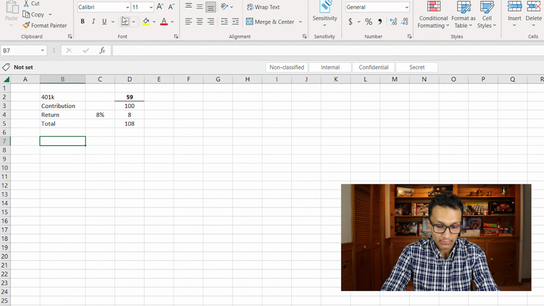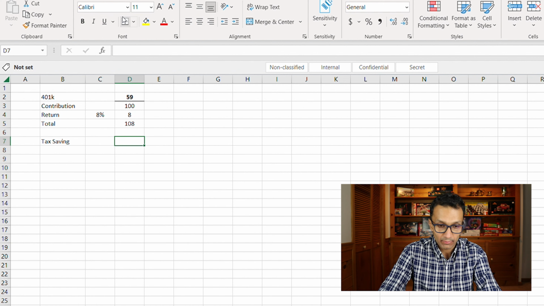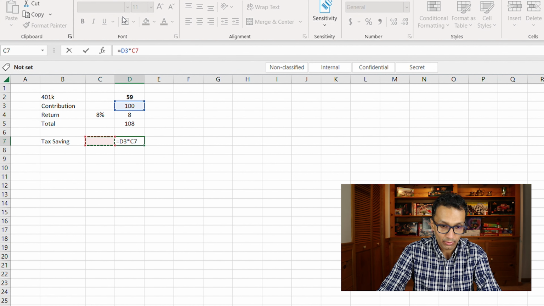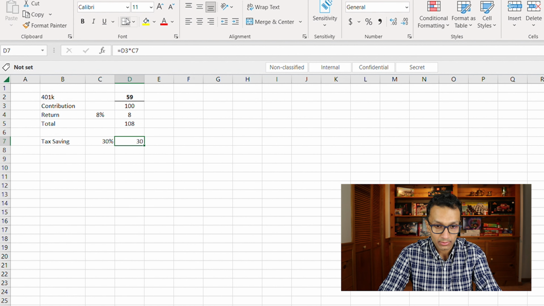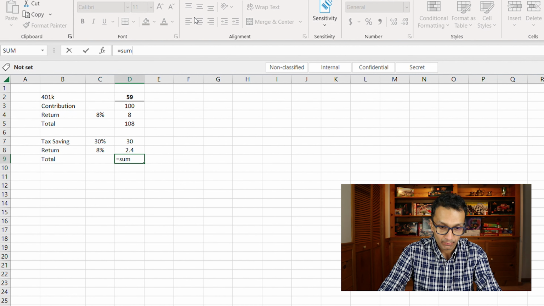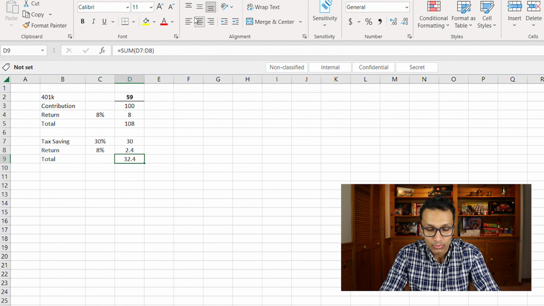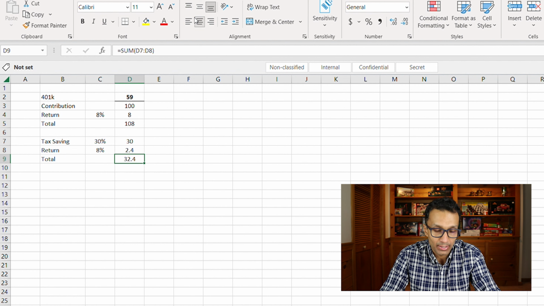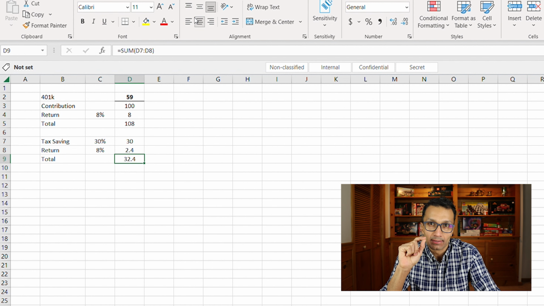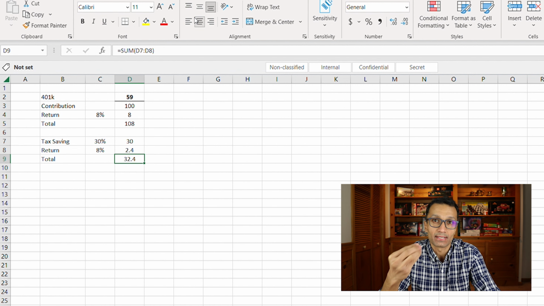Now we also get tax saving. So tax saving on 100 is, let's say we have a tax rate of 30%, so we get $30. And then we also invest these $30 for 1 year and we make a return on it, which is 2.4. So total is 32.4. Now the reason I'm using just 1 year, or age 59, is to make the calculation very easy and simple, so we can distill what is going on in the mathematics which is really making Roth 401k better than 401k. So I've used 1 year here just for the sake of explanation.